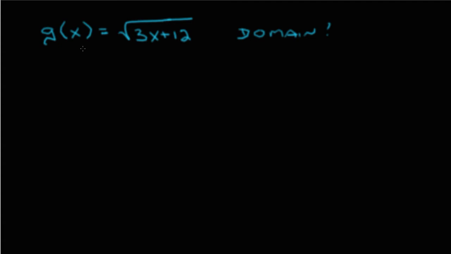Well, since g of x is a square root, and the square root can't be negative, I mean, for our purposes, the square root can't be a negative number. So the restriction is 3x plus 12 must be greater than or equal to 0.